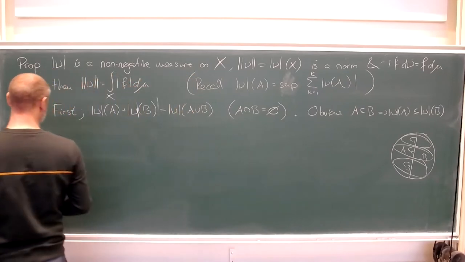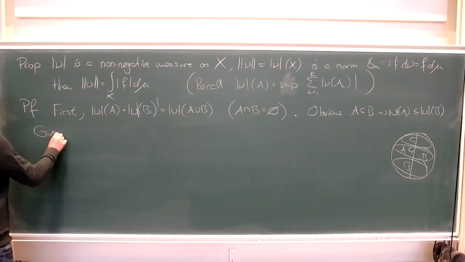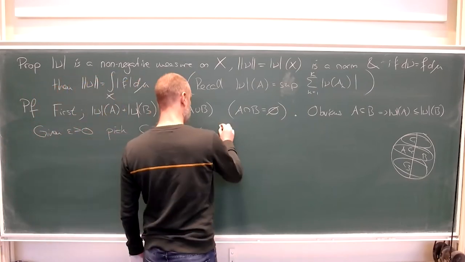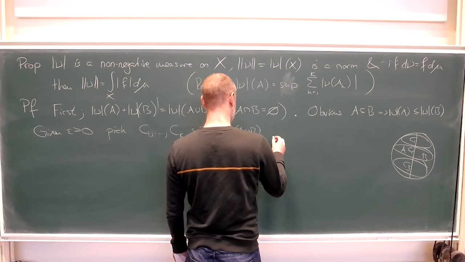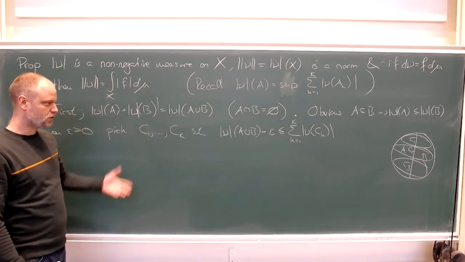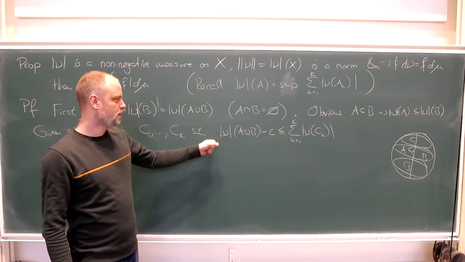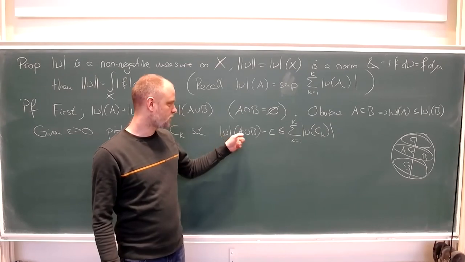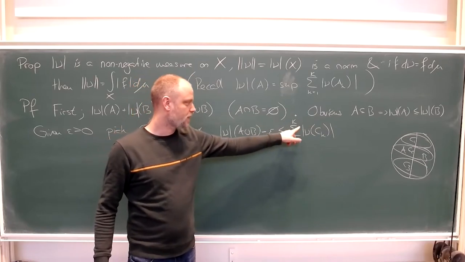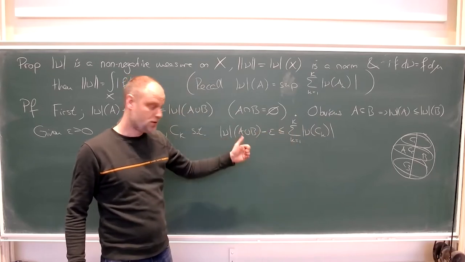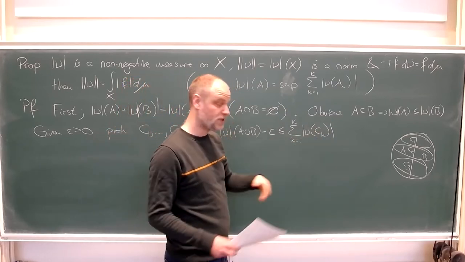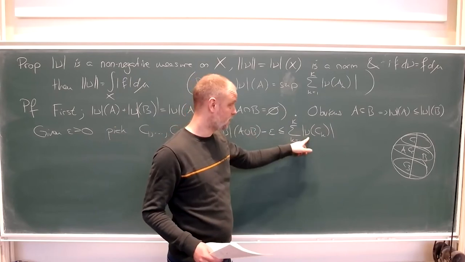Let me do the details anyway. So given epsilon bigger than zero, understood, the C_k are disjoint, they are subsets of A union B, and okay, so the modulus of U of A union B is the supremum of all such sums. So if I subtract a bit of epsilon, I can get a concrete partition so that I'm bigger than this minus the epsilon. All right, and now here I have the modulus on the outside, so now I can just use all of the formulas I know. I mean, U is a measure, right?